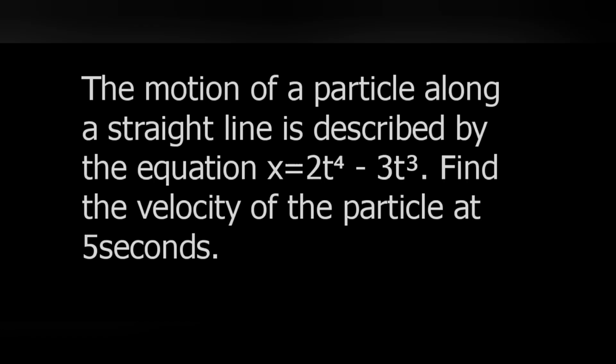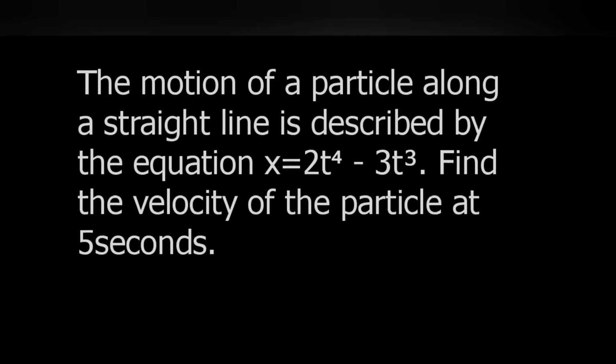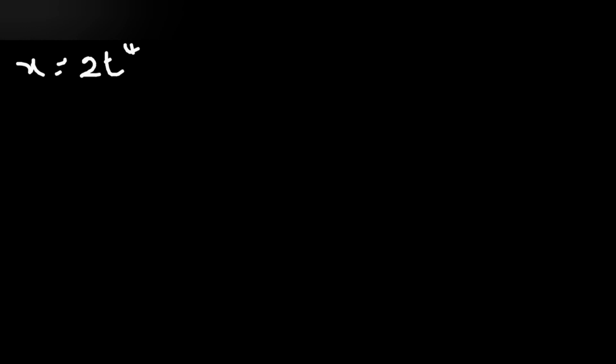Let's consider this question. The motion of a particle along a straight line is described by the equation x equals 2t raised to the power 4 minus 3t raised to the power 3. Find the velocity of the particle after 5 seconds. To solve this question, we shall apply differential calculus as we showed earlier. From the question, the motion of the particle was described as x equals 2t raised to the power 4 minus 3t raised to the power 3.